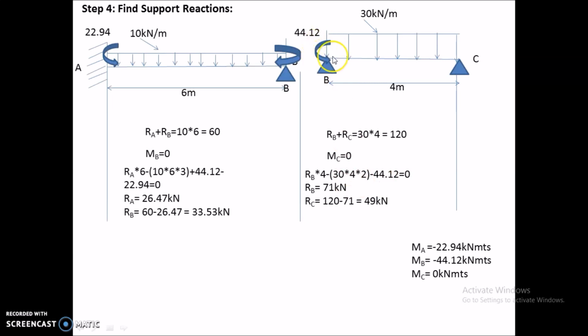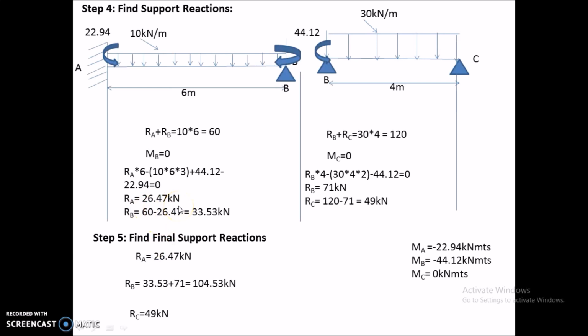And this 44.12 is also an anti-clockwise moment acting left side, so it will be negative, which is equal to 0, and by calculating this we will get RB value as 71 kilonewtons and RC value as 120 minus 71, that is 49 kilonewtons. So now the next step is to find out the final support reactions, that is to add these values. Here we had only one RA value, that is 26.47 kilonewtons, and we had two RB values. By adding both these values 33.53 and 71, we will get 104.53 kilonewtons as RB, and RC as 49 kilonewtons. And now the final step is to draw the bending moment diagrams and shear force diagrams.